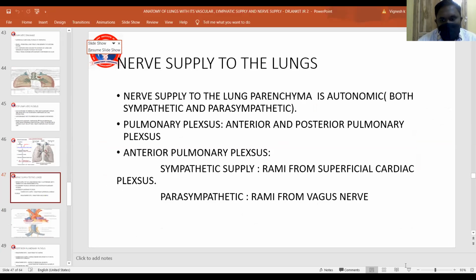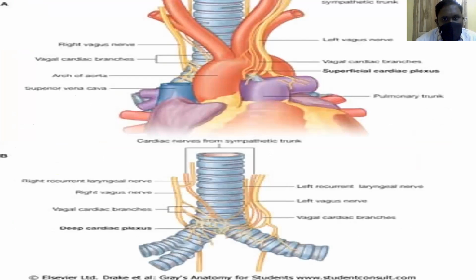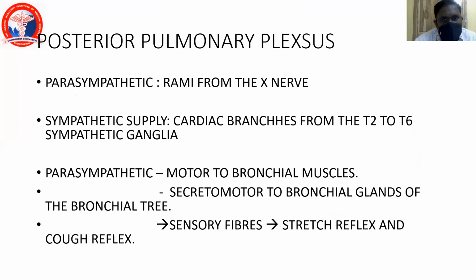Nerve supply. The nerve supply to the lung parenchyma is autonomic, both sympathetic and parasympathetic. Pulmonary plexus: the anterior and posterior pulmonary plexus. The anterior pulmonary plexus: sympathetic supply from rami of the superficial cardiac plexus, parasympathetic rami from the vagus nerve. Posterior pulmonary plexus.